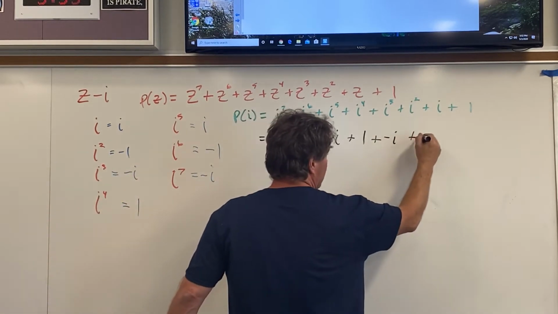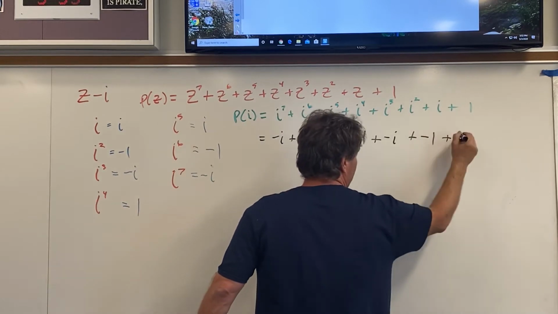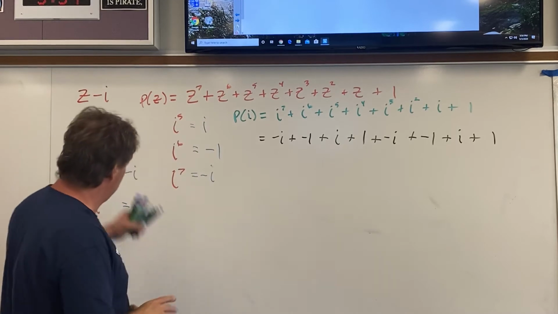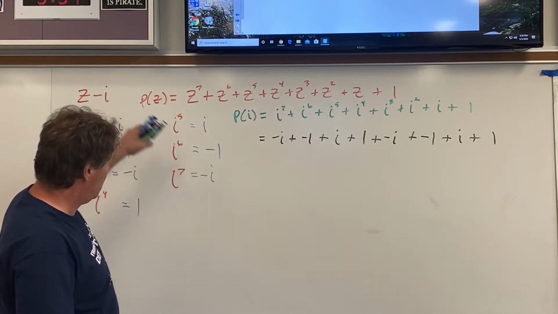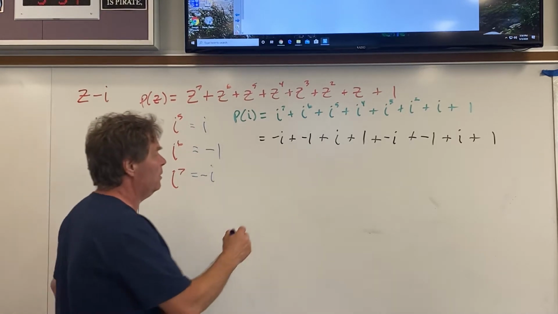Plus i squared, that's plus -1, and then plus i plus 1. That's what I get when I put all these simplified versions of i to the powers in for that. Now, look what happens when I start adding this stuff together.